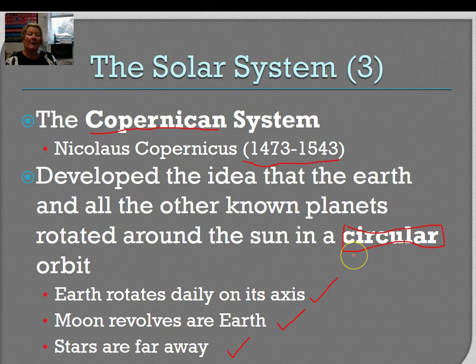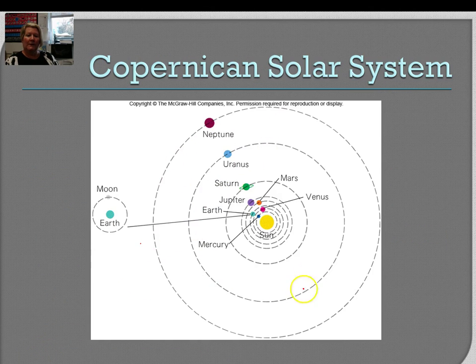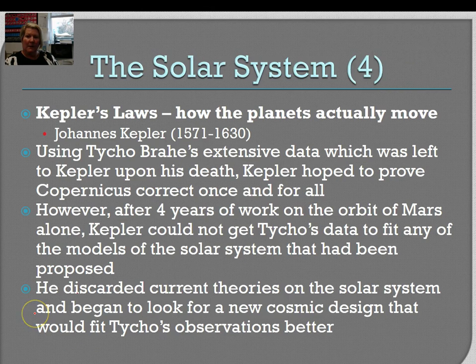Well, it's the fact that the paths of the planets are not circular, but are in fact ellipses. Here's the Copernican solar system. About 100 years after Copernicus, Johannes Kepler developed what are called Kepler's laws of planetary motion that explain how planets actually move.